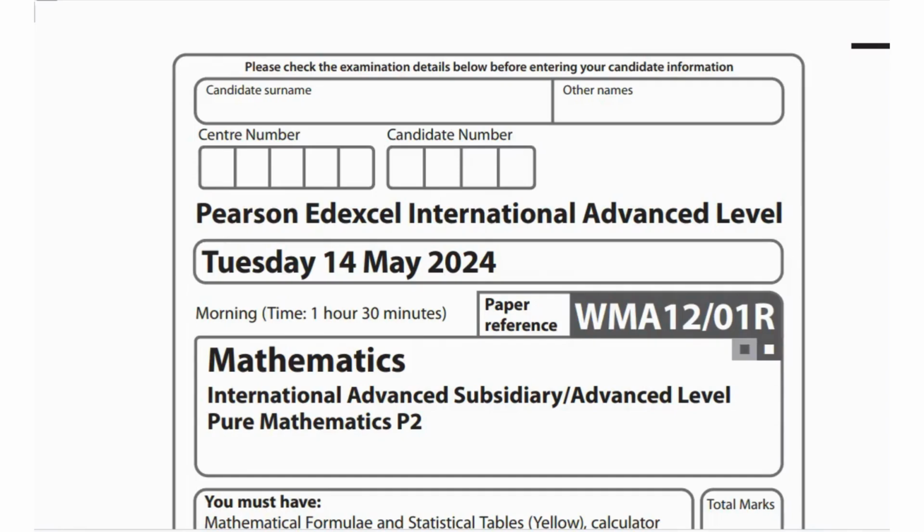Going to do the Edexcel International Advanced Level Maths paper, Pure Maths 2. This is the other variant for Pure 2, and this is for May 2024. If you want to check out the other variant, you can check it at the link above because I've already posted that. So let's start with this one and see how difficult or easy paper 2 was.